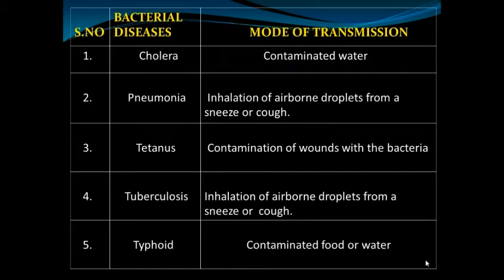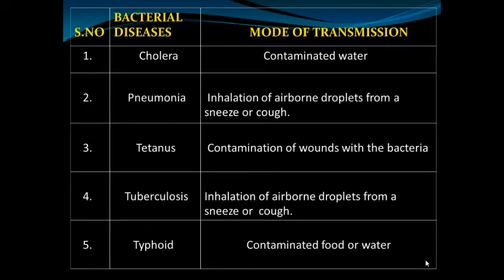The third one is tetanus, and the mode of transmission for tetanus is through contamination of wounds with the bacteria. The fourth one is tuberculosis, and the mode of transmission of tuberculosis is through inhalation of airborne droplets from a sneeze or cough. It is just the similar mode of transmission as pneumonia. The fifth one is typhoid, and the mode of transmission of typhoid is contaminated food or water.